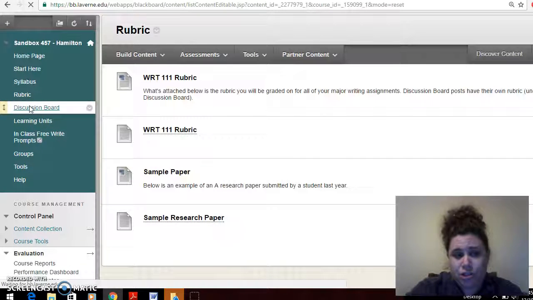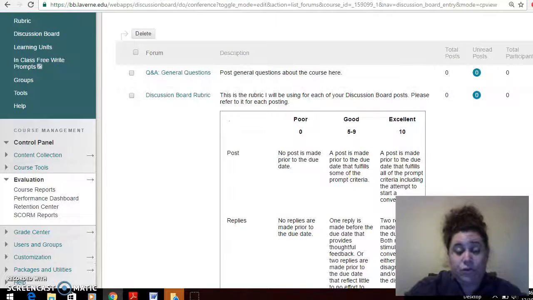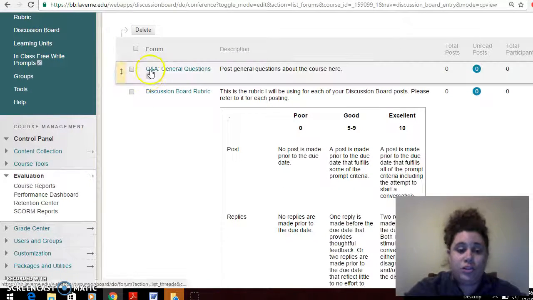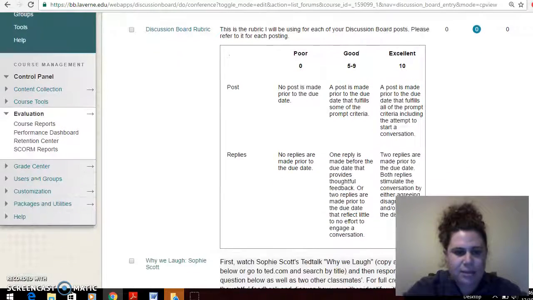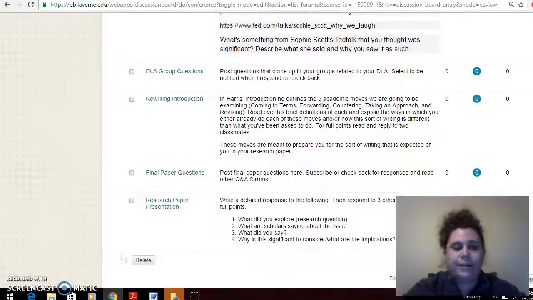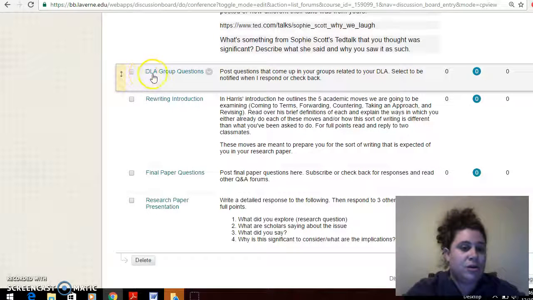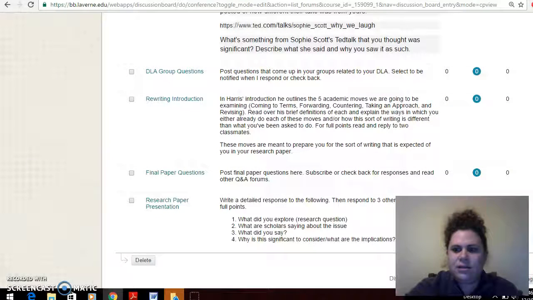Go ahead and go to discussion board. Here you will see the rubric, first of all, for discussion board posts. The first thing is the Q&A, where students will post general questions they have about the class. And then the discussion board posts are underneath. Three discussions will be added to this. They will be the discussion board posts for the discussion leader assignment. That's what it's labeled as in the syllabus and further explained there.